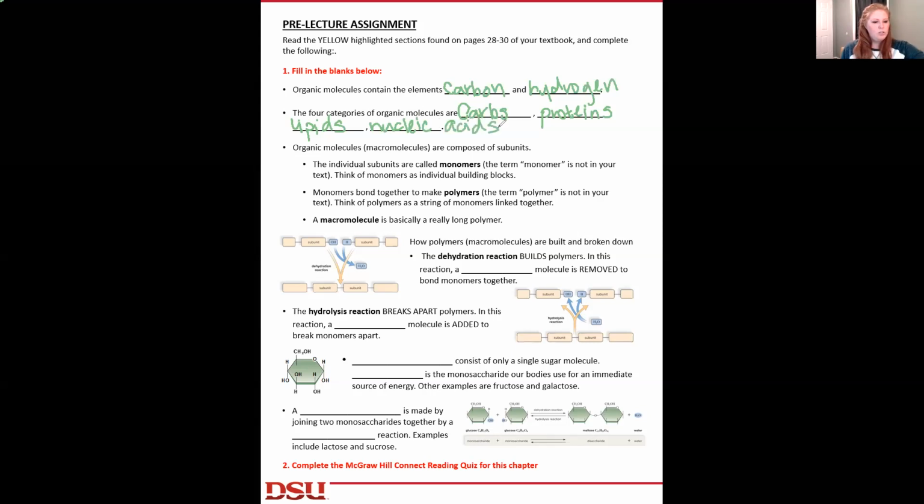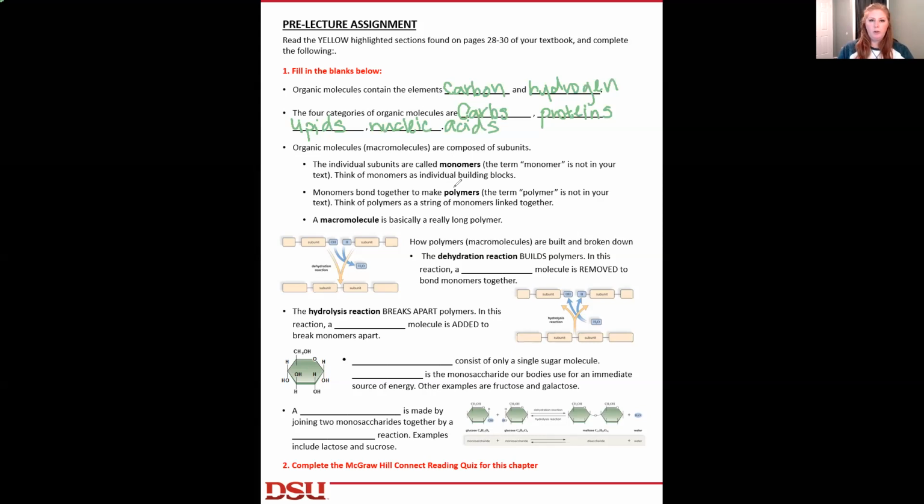Okay, so before we get into what macromolecules do for us in our body, I want to talk first about a couple of vocabulary terms that are not included in your text, which frankly is dumb because they need to be. You need to know these. So make sure that you pay attention to this.